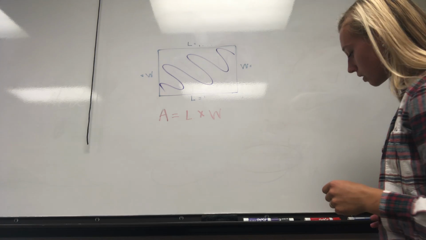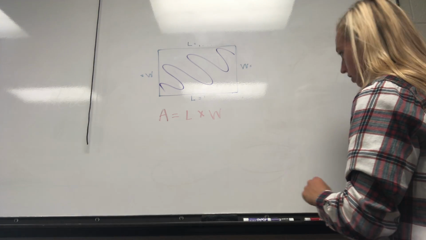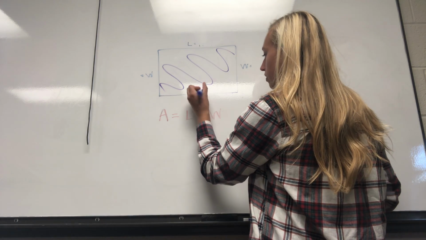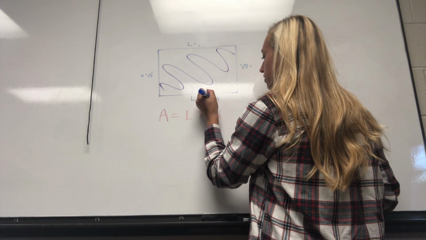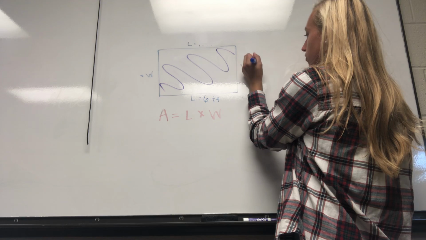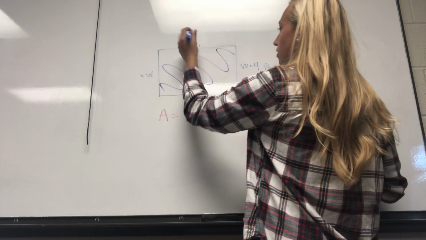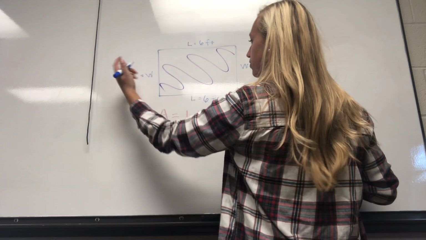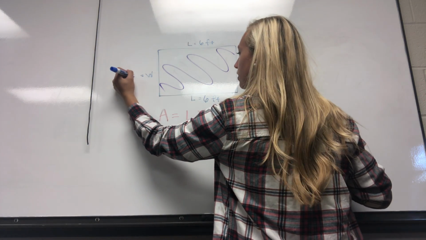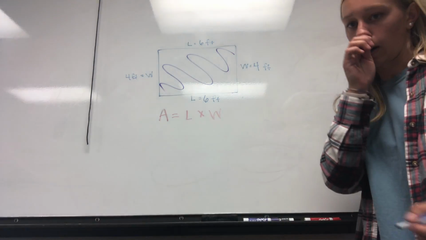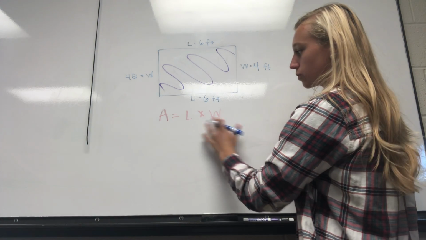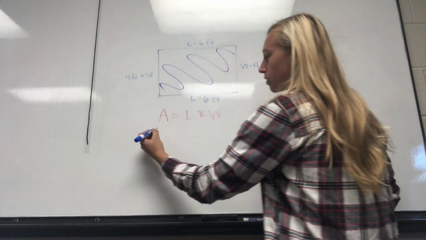So let's use the numbers from that first example. So we have 6 feet times 4 feet as our width. And we'll just fill these in. Even though we don't really need to use every side, we just need one length and one width because we're just multiplying one of them.